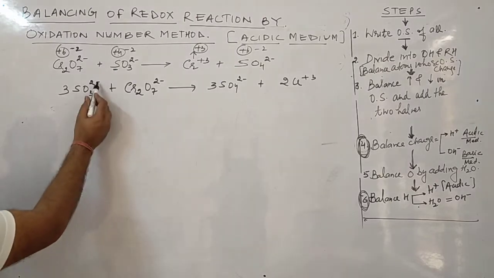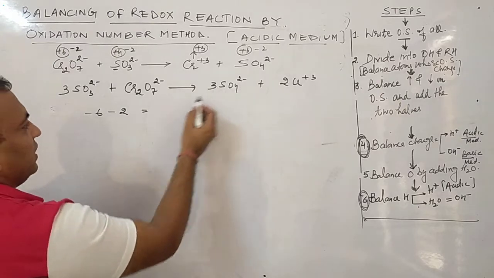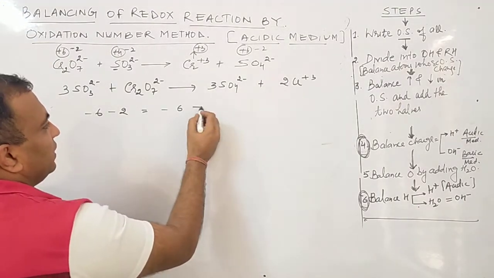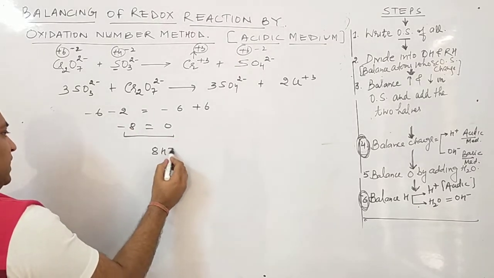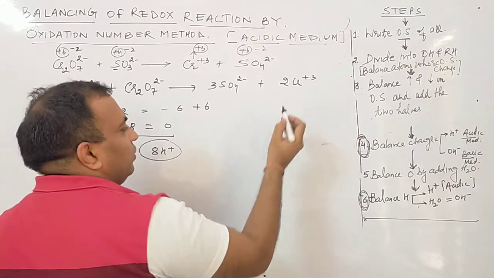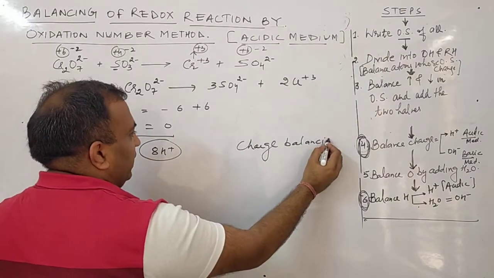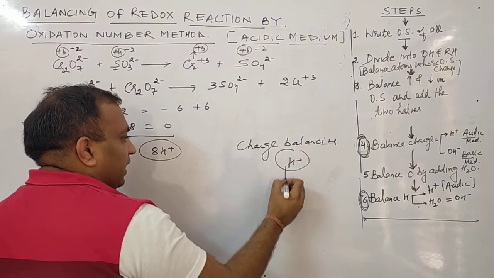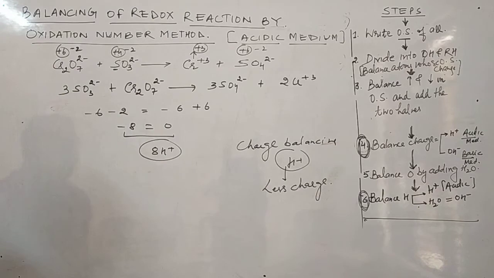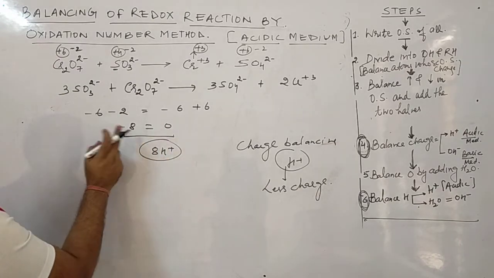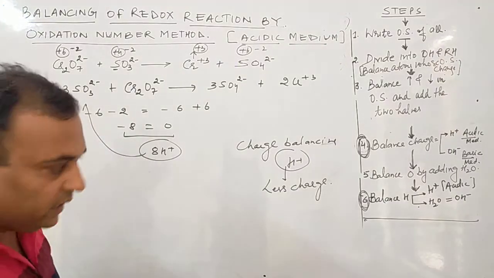अब देखिए वही ट्रेडिशनल मेथड है, बैलेंस द चार्ज। तो चार्ज बैलेंस करने के लिए पहले देखते हैं 3 2 6 minus 6 minus 2 equal to 3 2 6 minus 6 and 3 2 6 plus 6. So minus 8 equal to 0. So I have to add 8H positive. And we know that in acidic medium for charge balancing we use H positive ion, and these are added where there is less charge. Now see out which is less, 0 or minus 8. Minus 8 is, so this is added toward left hand side.